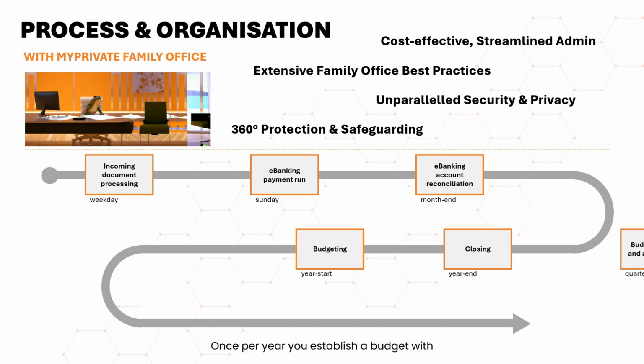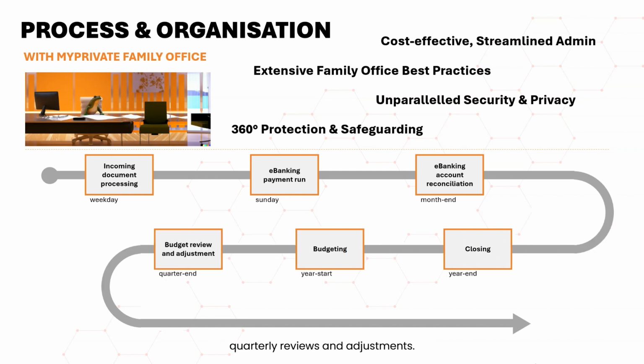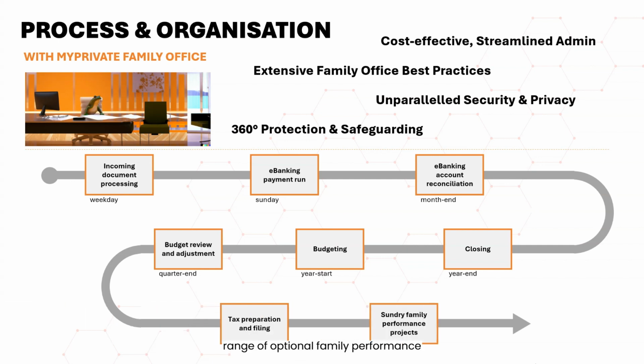Once per year, you establish a budget, with quarterly reviews and adjustments. During the first quarter, taxes are being filed, with MyPrivate providing supporting source documents and financial transaction detail. This covers the standard end-to-end administrative process. It is complemented by a range of optional family performance improvement projects.